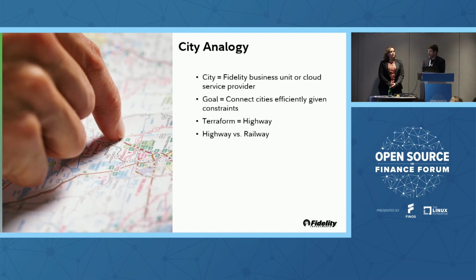So why the highway over the railway? Well, greater flexibility for the travelers, our development teams, because they just get to decide at any point in time, we want to use this, we'll go there right now. And so that highway decision is a strategic decision Fidelity has made to follow in Terraform. And that's where we point our development teams and where we've decided to build the infrastructure around.